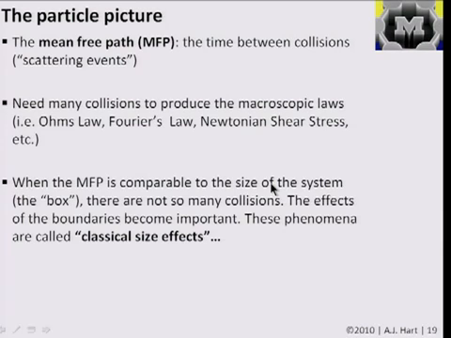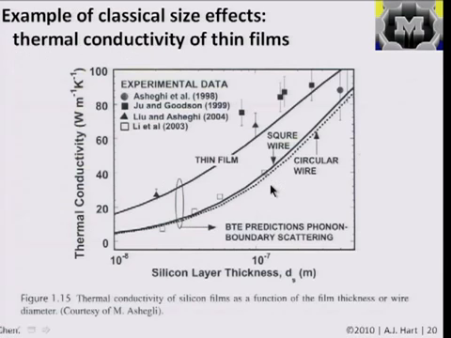And this is what people call a classical size effect. Basically, when we take the size of our system down to be so small that the interactions between the carriers and the boundaries are more important relative to the interactions between the carriers and one another. An example of a classical size effect that's observed is how the thermal conductivity of thin films depends on the thickness of the film.